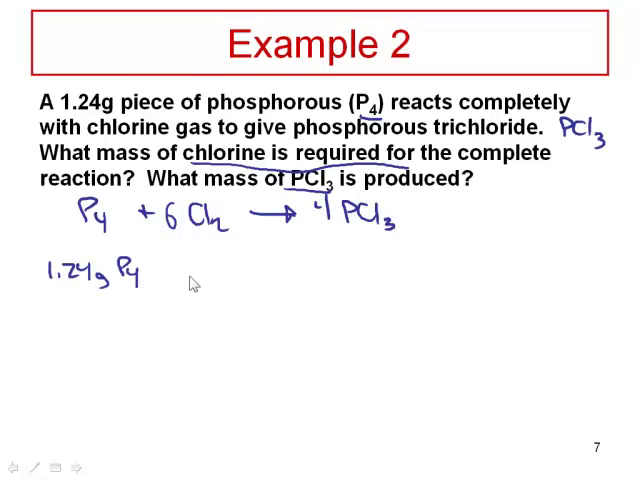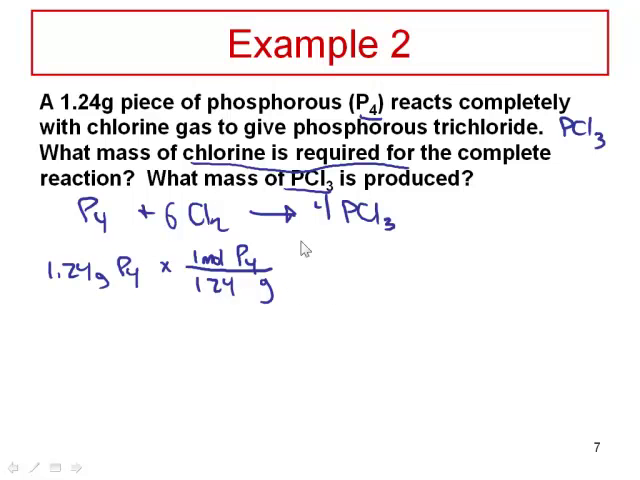In the problem, we're going to start with the given, which is 1.24 grams of P4. The first thing is we're going to change that into moles. So 1 mole of P4 has a mass of X many grams. Do you know off the top of your head what the molar mass of phosphorus is? Wow, all right, 31 approximately. So it's going to be like 124 grams per mole. How many moles do we have then? It'd be like 0.01 or something like that.